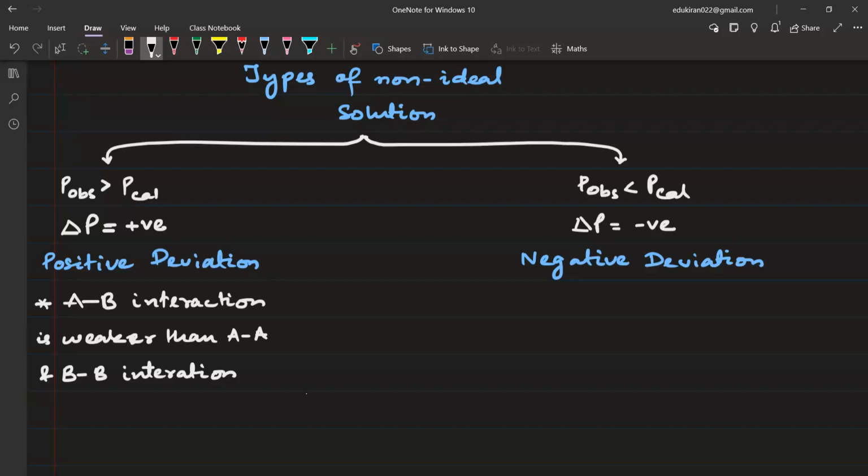AA and BB interaction. That is why, now what is happening? A and B, they are not friends. A and B are having enmity. That is why A is getting away from B, B is getting away from A, and they are also getting away from the solution itself. Okay, so AB interaction is weaker than AA interaction.